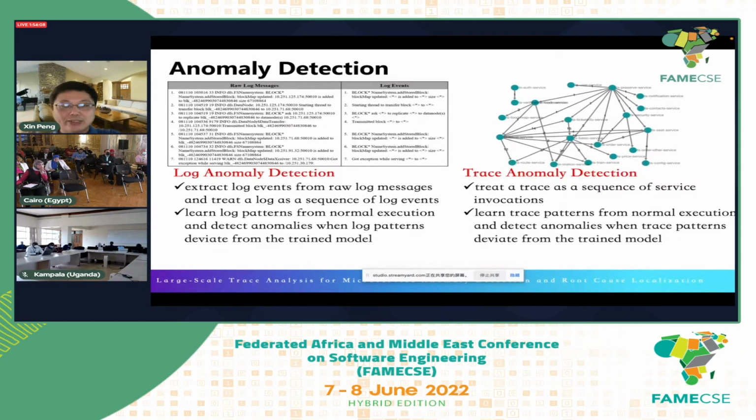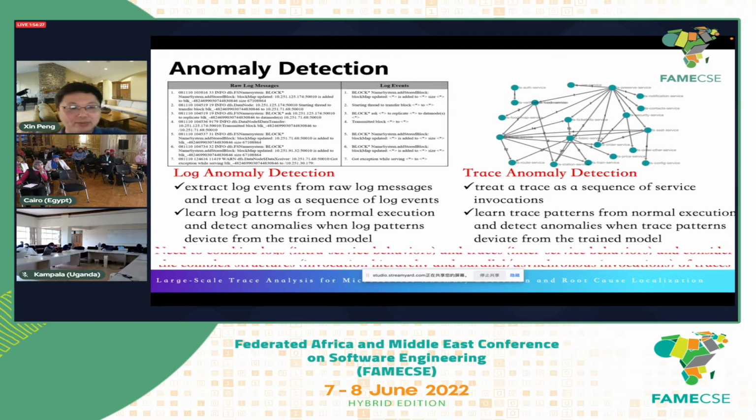So treating a trace as a sequence of service invocations is a simplified treatment of a trace. Then we can learn, in a similar way, trace patterns from normal execution and detect anomalies when trace patterns deviate from the trained model.